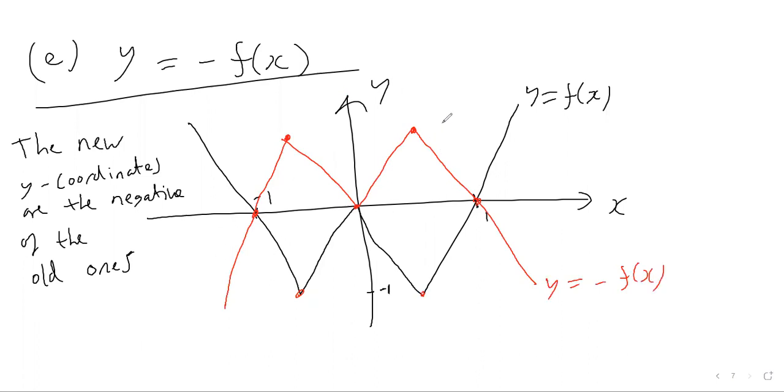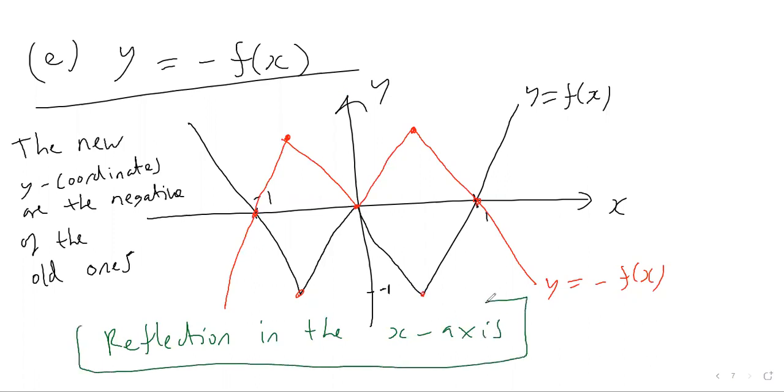So what is this graph? This is a reflection over the x-axis. That's essentially what it is. If we negate our y coordinates, we're basically reflecting them over the x-axis. So this transformation is a reflection in the x-axis. That's literally what it is. It's just flipping your graph upside down because you're making your y coordinates negative. You're negating all of your y coordinates. So yeah, this transformation is simply a flip upside down, a reflection in the x-axis.